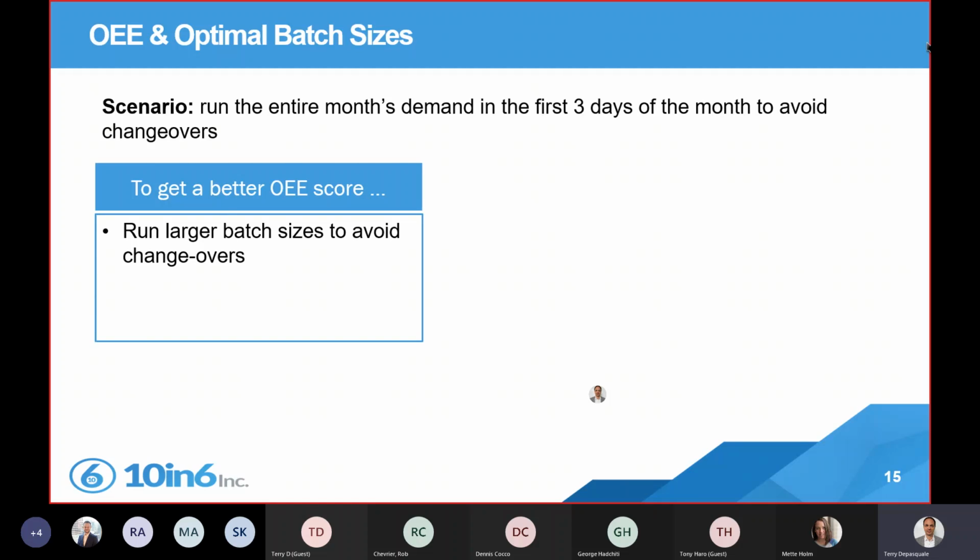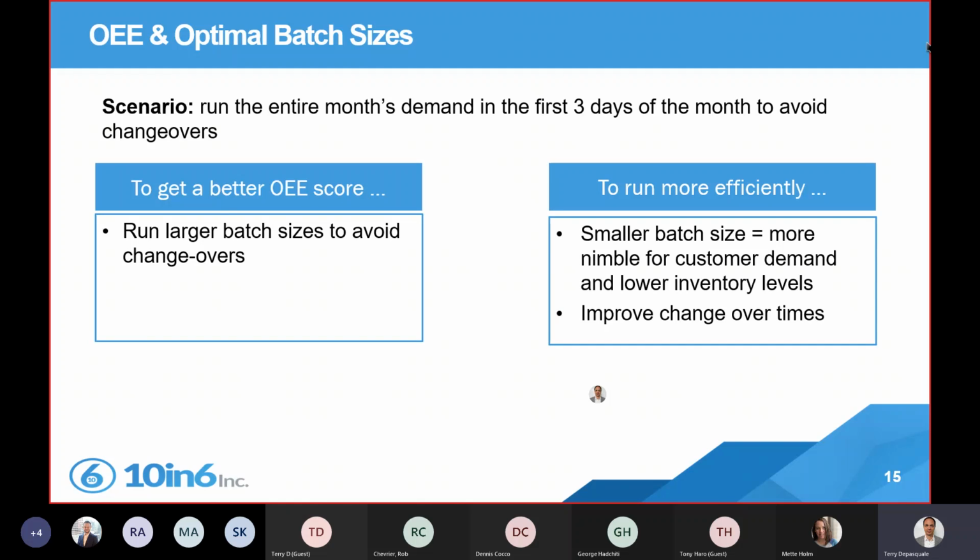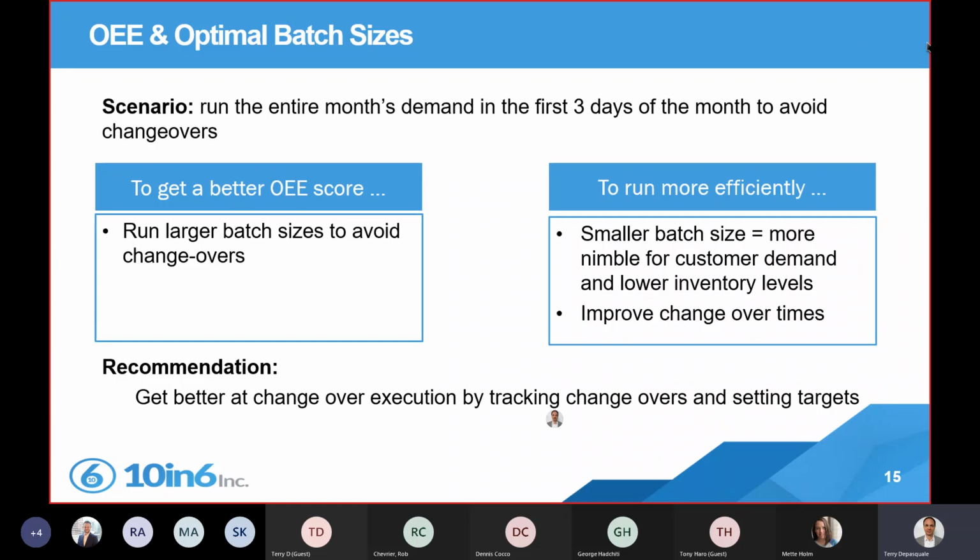And if you don't have the luxury of dedicated lines or equipment for each part number, which a lot of plants don't, you really need to manage your schedule so that your output matches demand. So you're not just building inventory and then missing deliveries on another part number. And so you can't really ignore changeover times. And I don't think anyone out there is ignoring them, but ignoring the opportunity to improve them if you're not able to measure them effectively. So the recommendation is to get better at changeover execution, and step one is track your changeovers, know how you're doing, set targets for improvement.